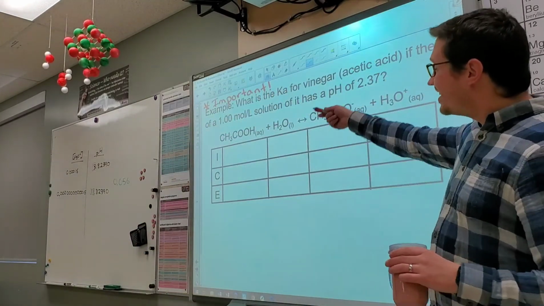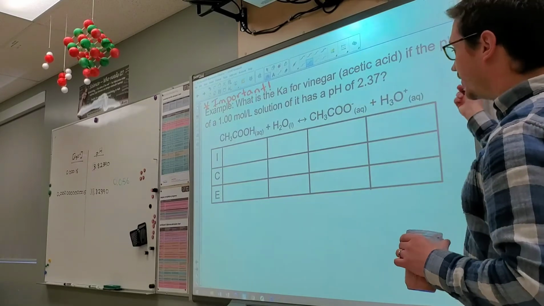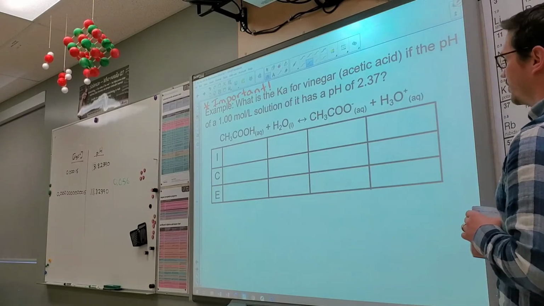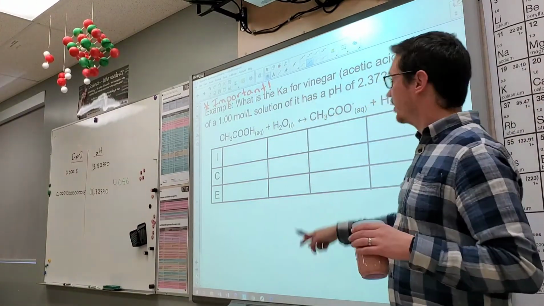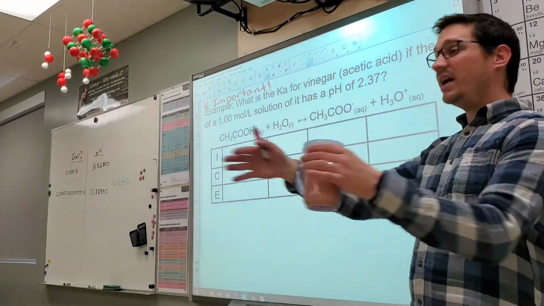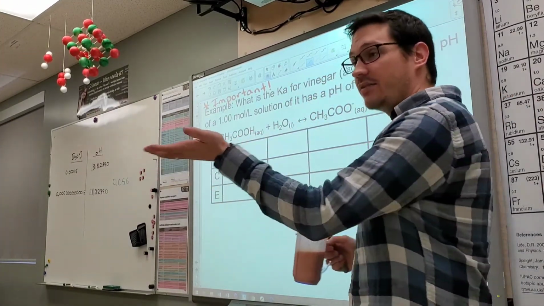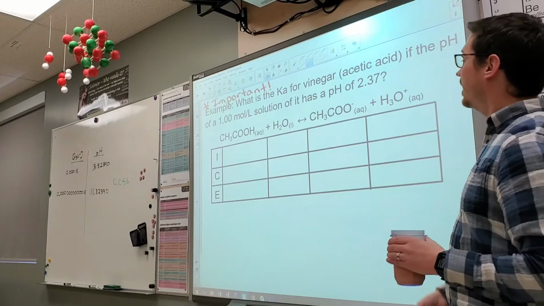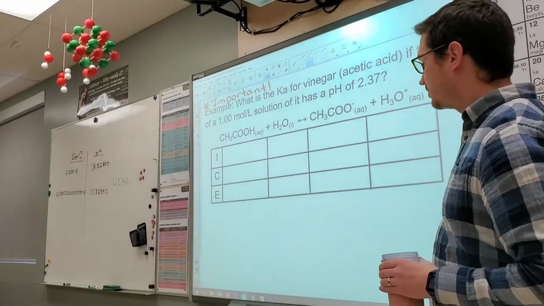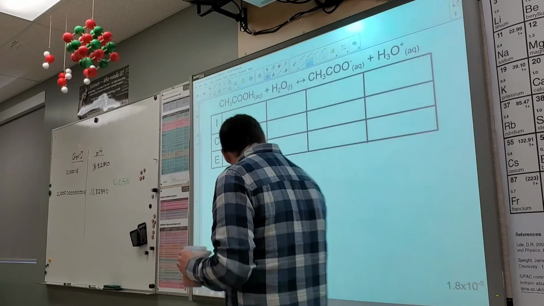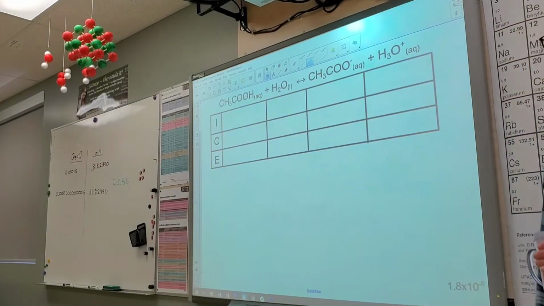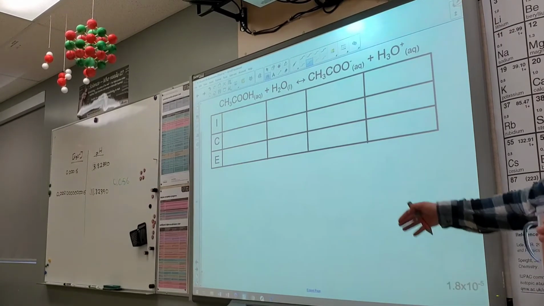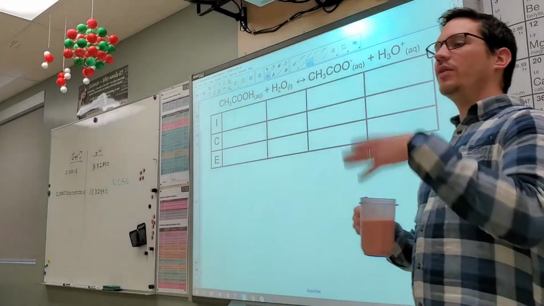So, what is the Ka for vinegar if a 1 mole per liter solution has a pH of 2.37? You could look up the Ka for vinegar. Vinegar is just acetic acid, right? Go ahead and look up in your data booklet the Ka for acetic acid. What is the Ka for acetic acid? Is it 1.8 times 10 to the negative 5? Okay, perfect. So we already know that that's the Ka.